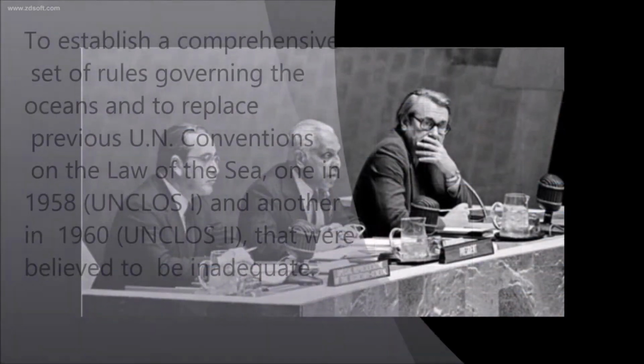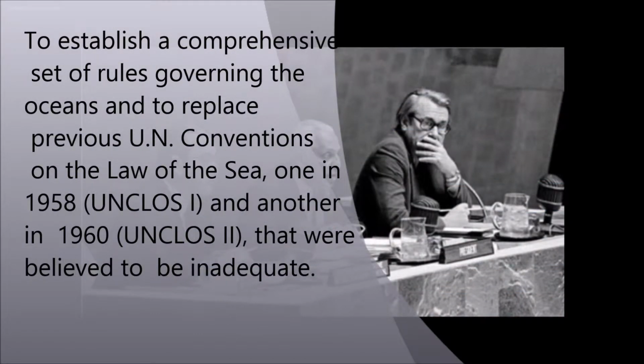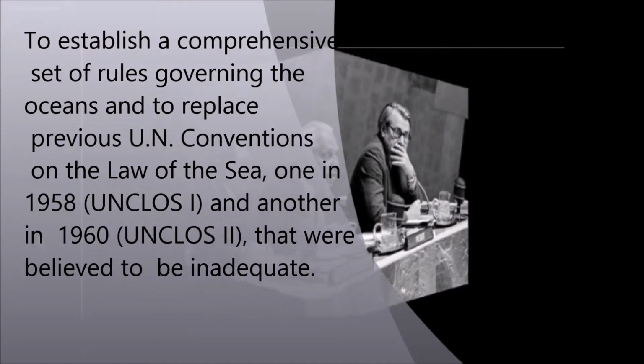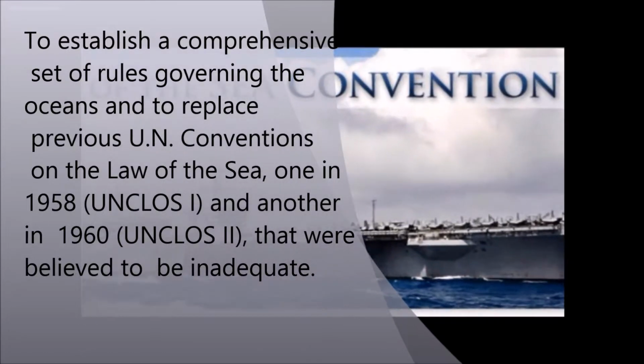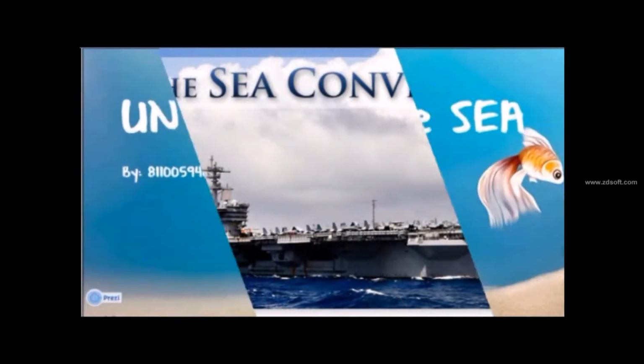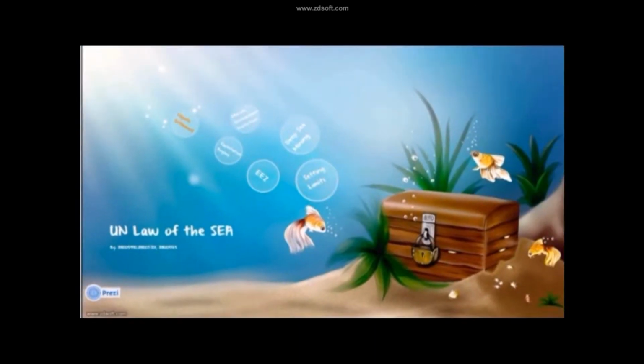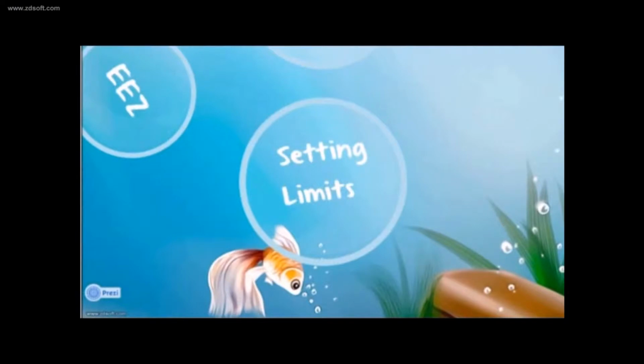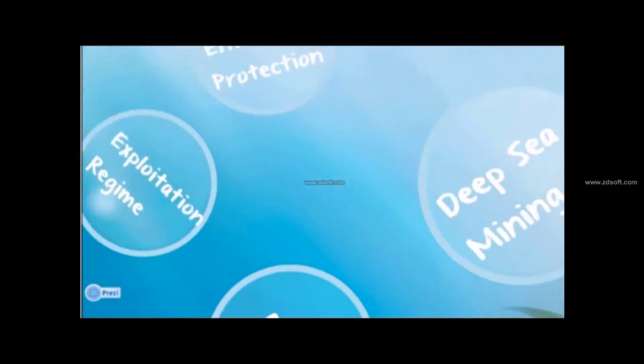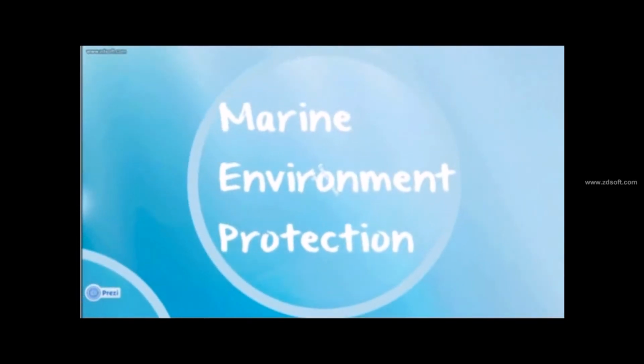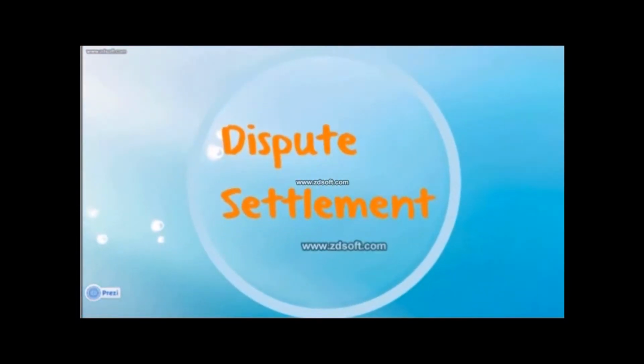The treaty was heavily influenced by the New International Economic Order. This is a set of economic principles first formally advanced at the United Nations Conference on Trade and Development. The treaty addresses a number of topics including setting limits, economic rights, exclusive economic zones, deep-sea mining, exploitation regimes, and settling disputes.